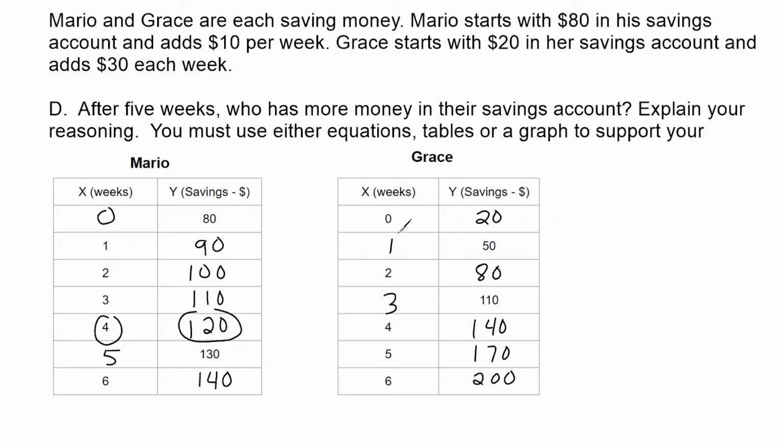Okay, so these are the tables that we completed in part B, and all we have to do is go to the 5th week in each one of our tables and do a comparison. And we can clearly see at the 5th week that Mario has $130 and Grace has $170. So we can make a statement saying something like, at the 5th week, we can see by looking at our table that Grace has $40 more than Mario does. All right, now let's use the graph that we created in part C to support our answer.